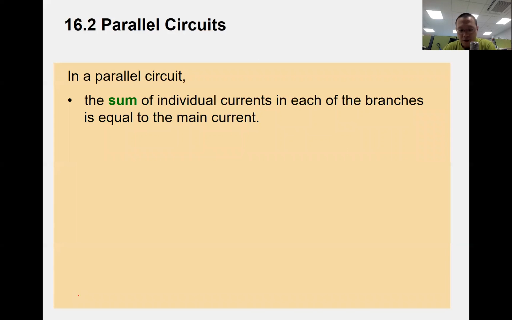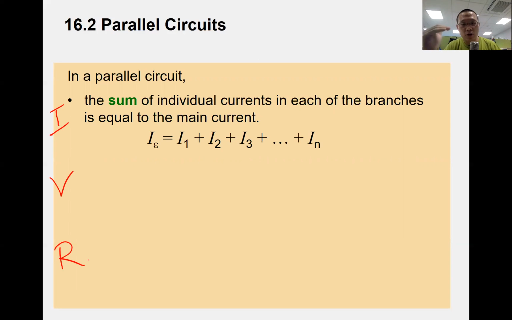In summary, if you look at a parallel circuit, we look at the current, how the current changes, the voltage, and the resistance, how these three quantities change when we have parallel circuits. For parallel circuits, the current, like I mentioned, is the sum of the individual currents in each branch. So if I have 10 branches, I add all the branches, and the final number will be the main current, which is what we call the main branch.